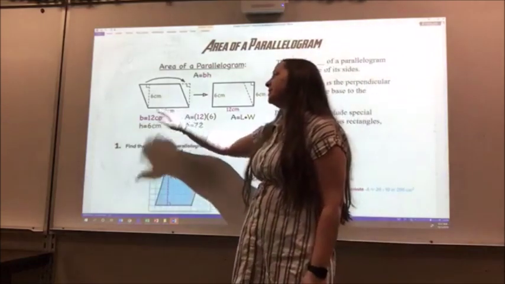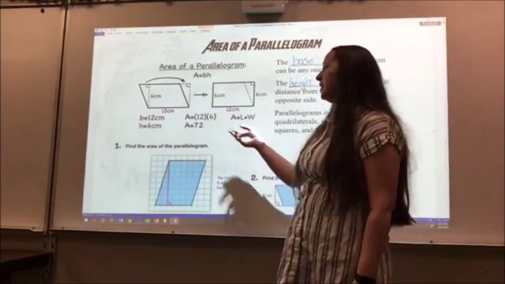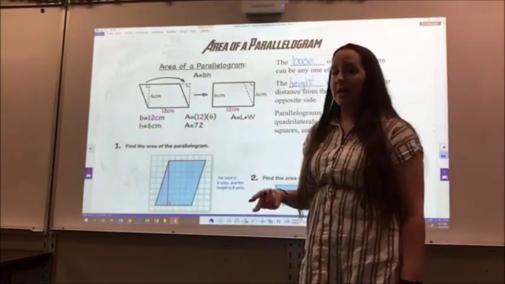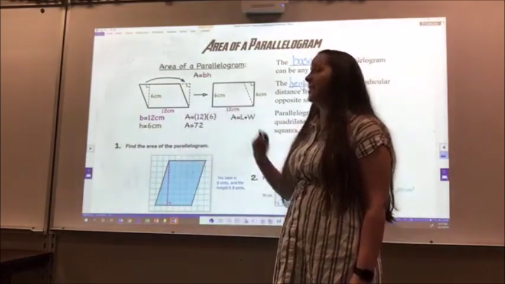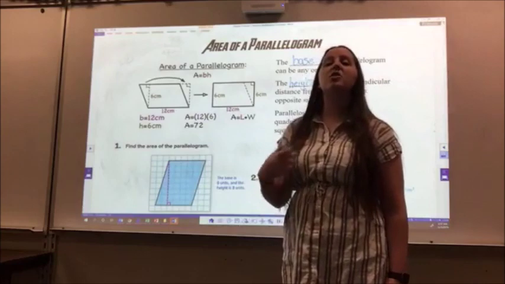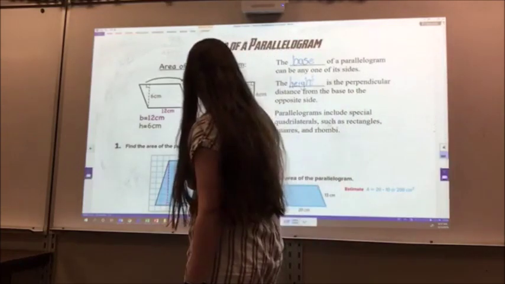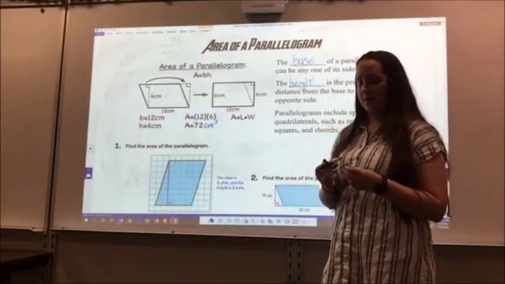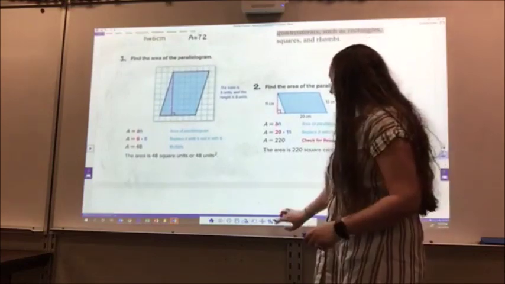So if I have a base of 12 and a height of 6, 12 times 6 is going to give me my area. So it's 72. And remember, your units are squared. So in this case, my units are centimeters. So it would be centimeters squared. Okay, so centimeters with that little 2 up top. That's what that little 2 means, squared. Okay. All right, let's take a look at a couple of examples.